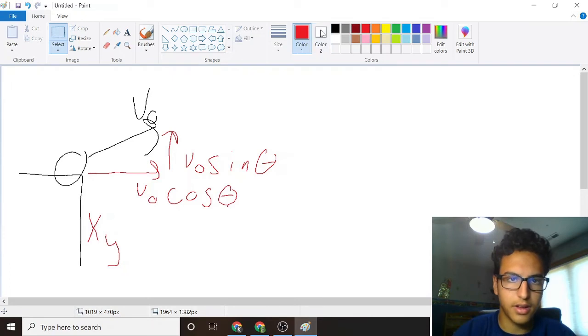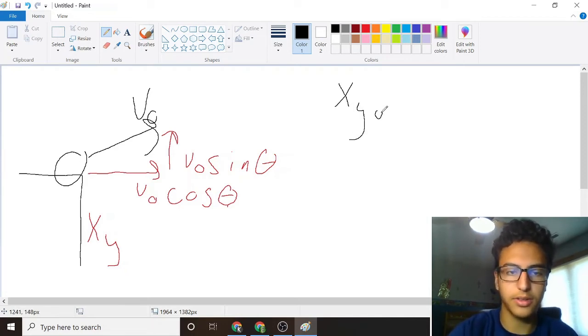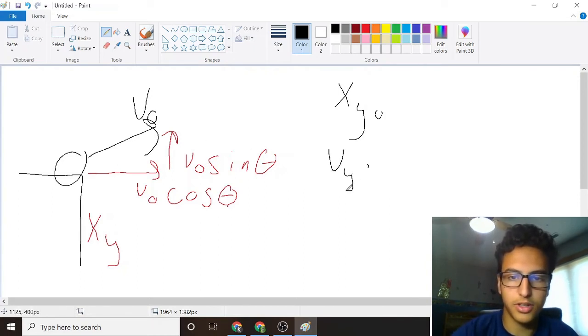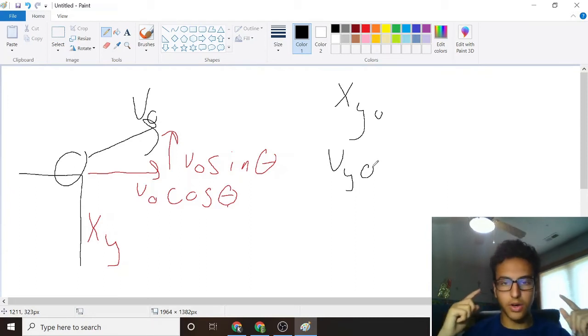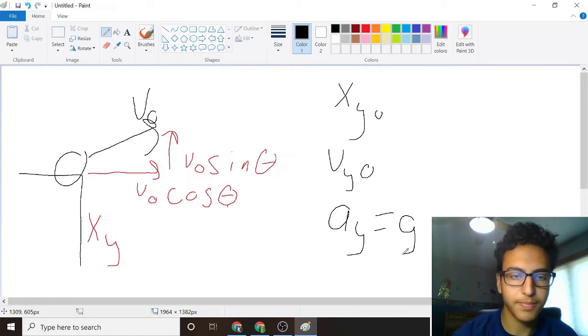Alright, so what do we know with the y component? We know we have an initial displacement in the y. So we have a displacement in the y, initial, and we know we have an initial velocity in the y. Okay, initial velocity in the y, and what do we also know? We have a constant acceleration in the y, and what's that? It's gravity.